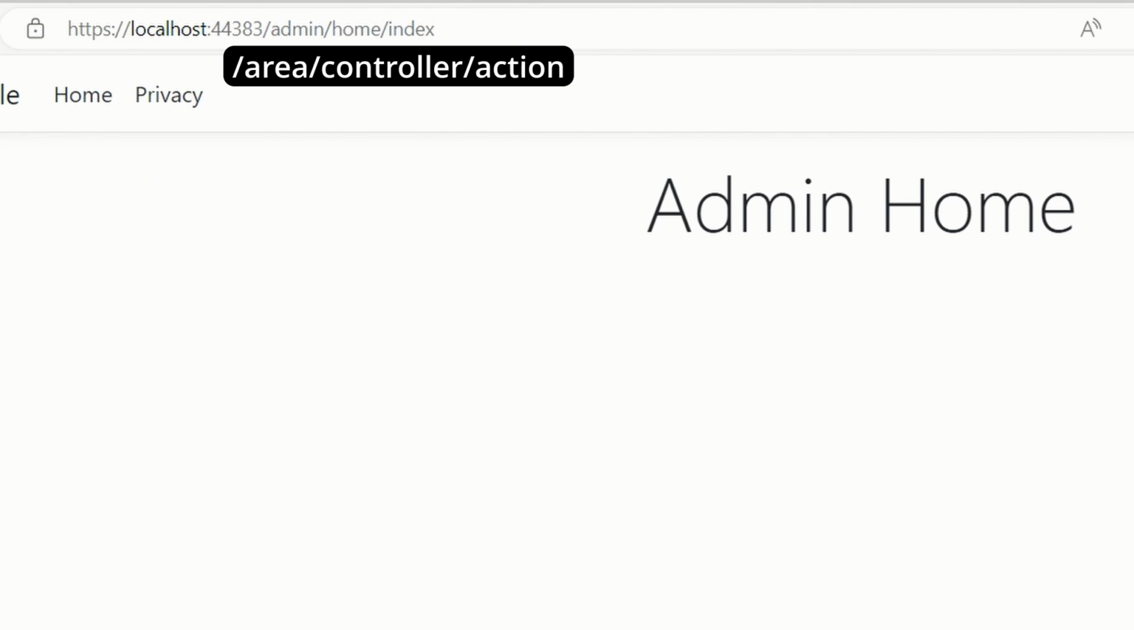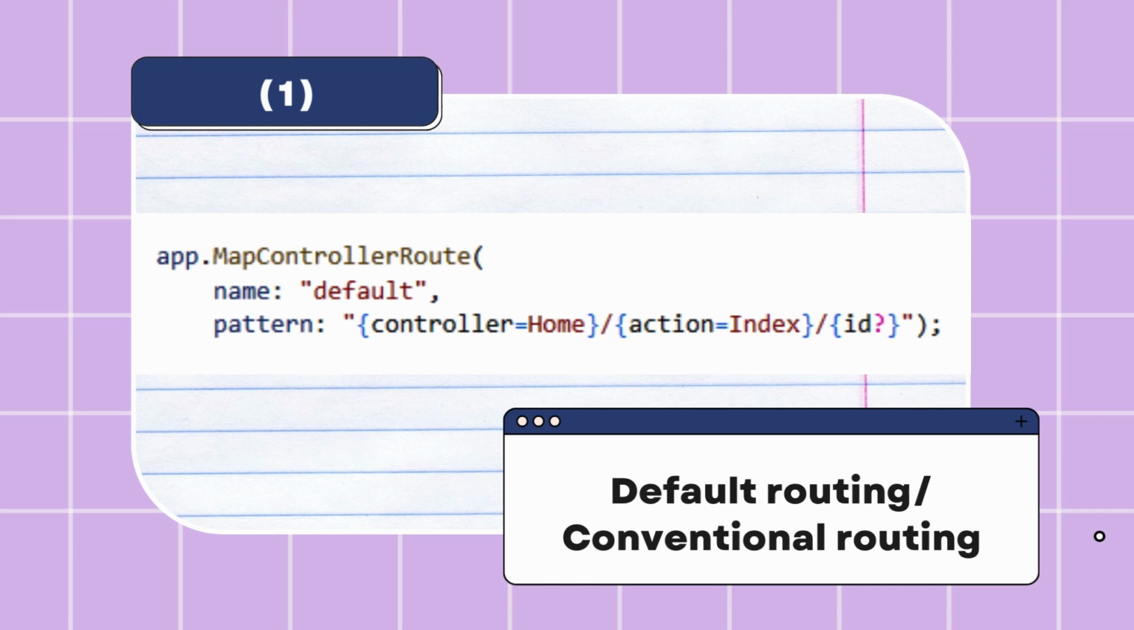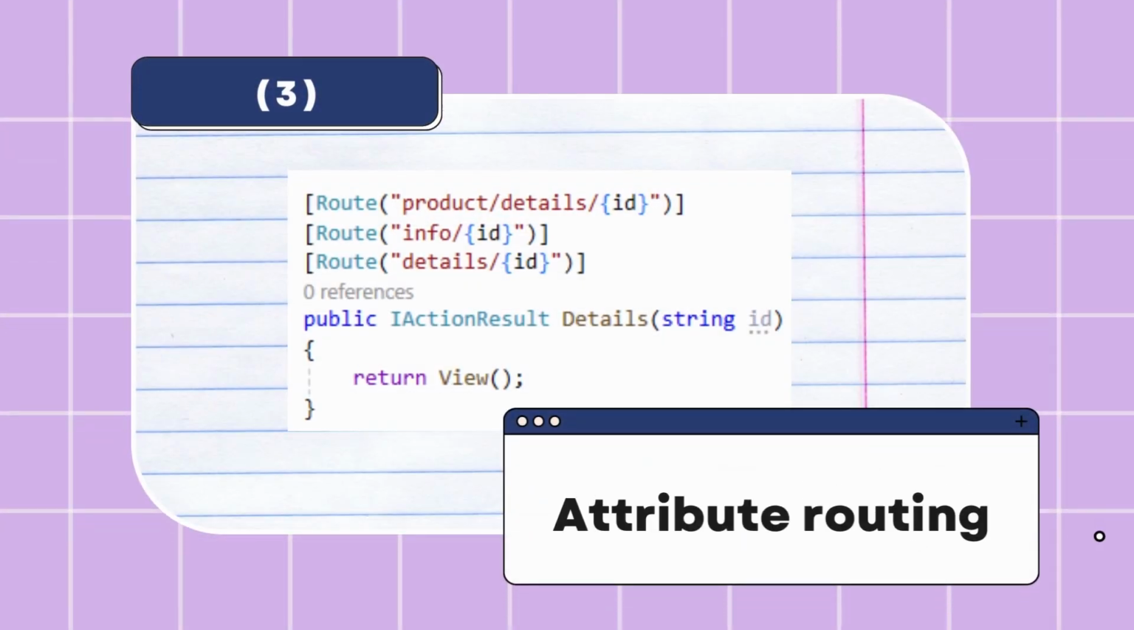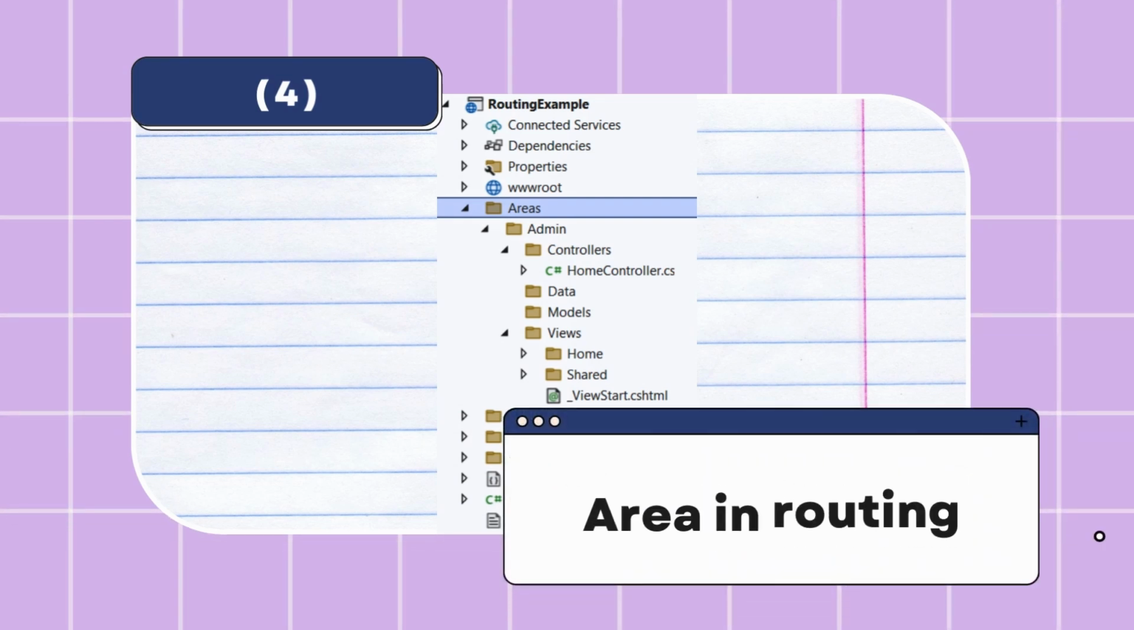That's all for today's video. Let's wrap it up. First, we learned about default routing, then custom routes. Thirdly, the attribute routing, and lastly, the area in routing.